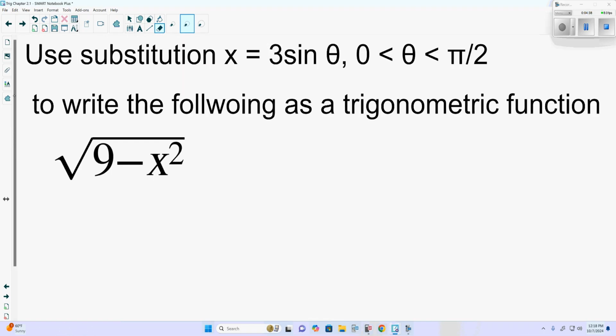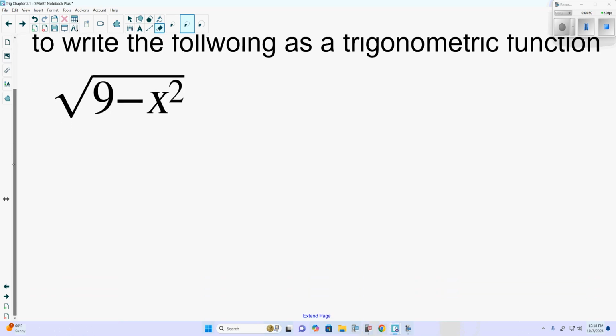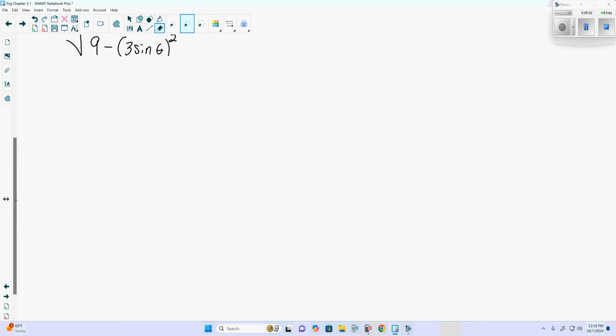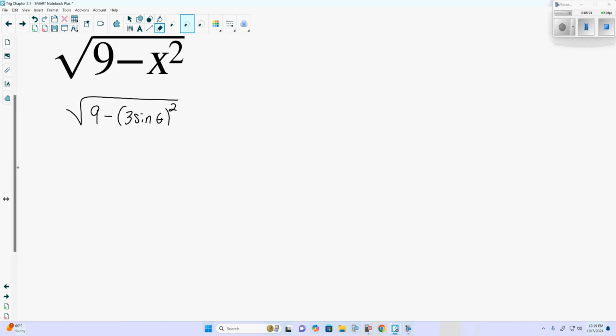I think it might be helpful to see one more of these. So we're going to use substitution, x equals 3 sine of theta, to write the following as a trigonometric function. So the first thing we can do is plug 3 sine of theta in for x, which is going to give us the square root of 9 minus 3 sine of theta, quantity squared.